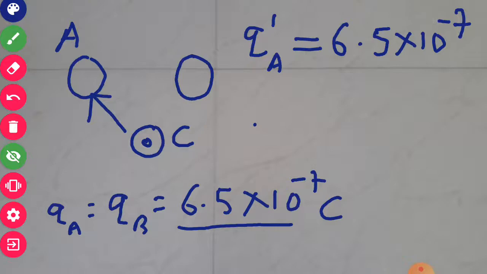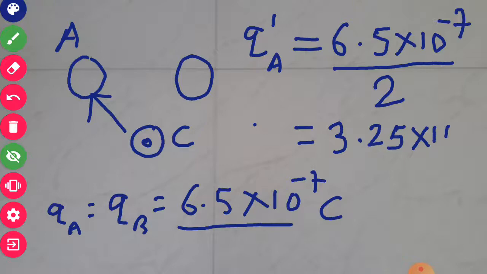Now that is redistributed and half of the charge will be on A and half of the charge will be on C. So half of this, that is 3.25 into 10 raised to minus 7 coulomb charge, will remain on A. So QA prime, you will get 3.25 into 10 raised to minus 7, and half of the charge, that is, now the charge on C will be 3.25 into 10 raised to minus 7.